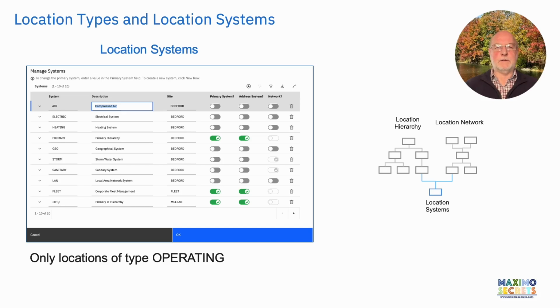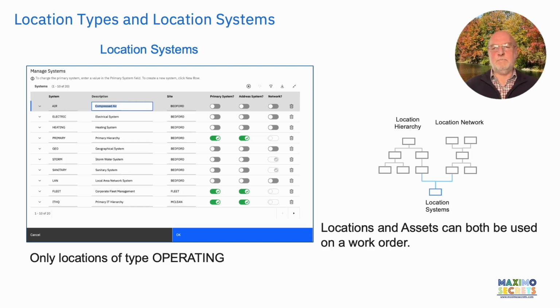Locations and assets can both be used on a work order. They both support meters and failure reporting, and both can have a classification and a specification of attributes. In Maximo, an asset has a serial number, can be used for recording downtime, and is supported by an asset template, and these are unique to assets.